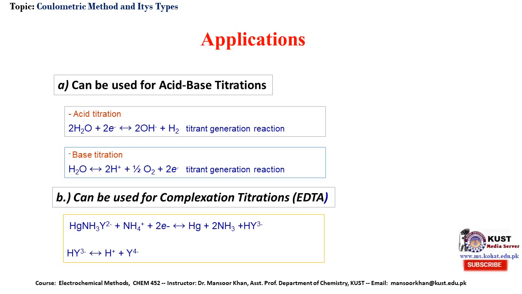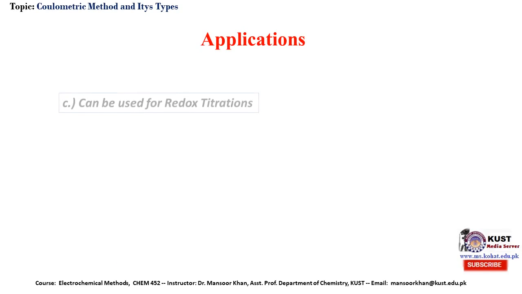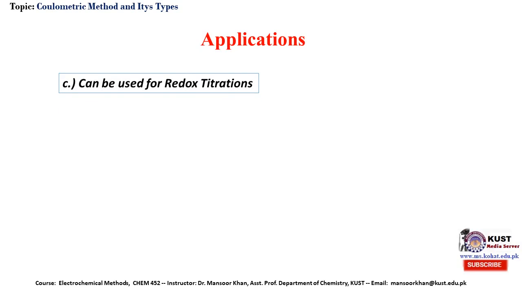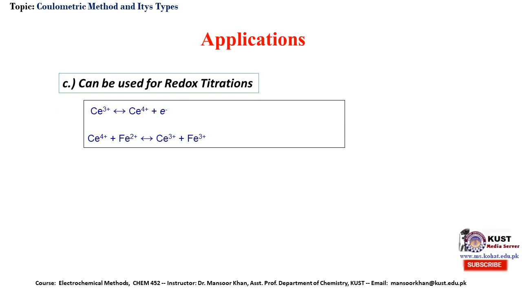HgNH3Y -2 is basically the ligand which reacts with NH4. H4Y, or Y-4, is basically the EDTA, which is used as a titrant, and it is hexadentate, giving 6 pairs of electrons. It can also be used for redox titration. In redox titration, reduction and oxidation take place.